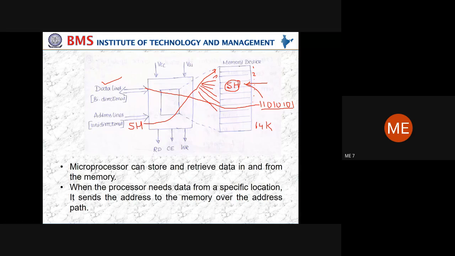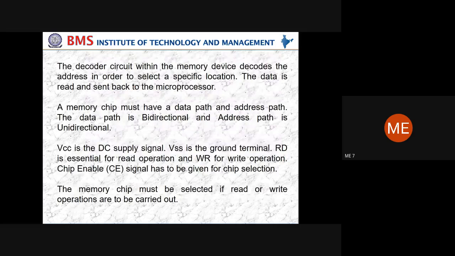So when the microprocessor needs data from a specific location, it sends the address to the memory over the address path. That is what I have explained. It checks that particular location, gathers and retrieves the information present at that address, and then it will be sent back on the data line. You can read back: the decoder circuit within the memory device decodes the address in order to select a specific location. The data is read and sent back to the microprocessor.